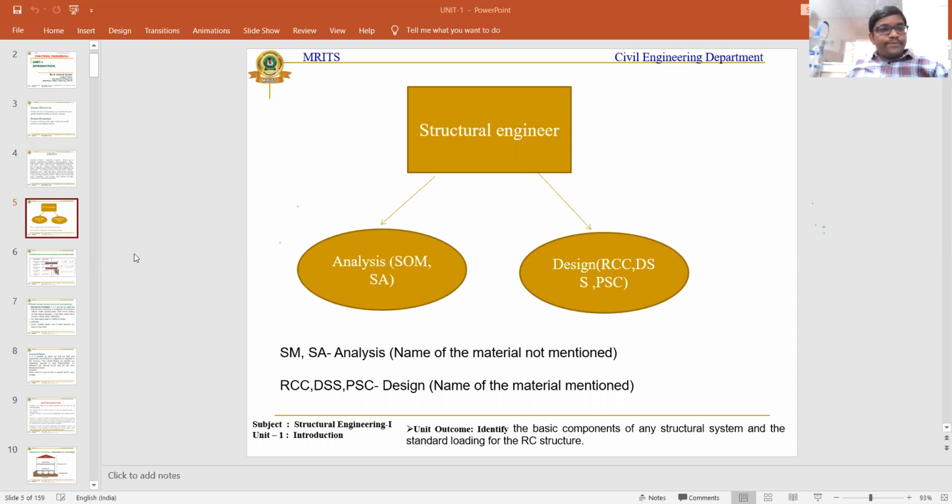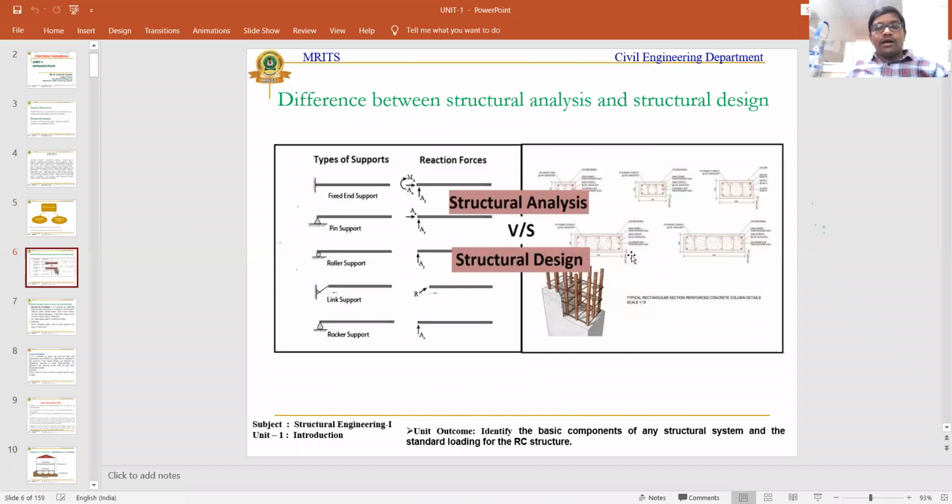The next one, you can see here, is structural analysis versus structural design. How can the structural analysis be performed, and what is the structural design? By considering different parameters, we can find out the support reactions and loading conditions. Based upon the loading conditions of the member, you will be getting the support reactions. In addition to this, we can also find out the moments and all.